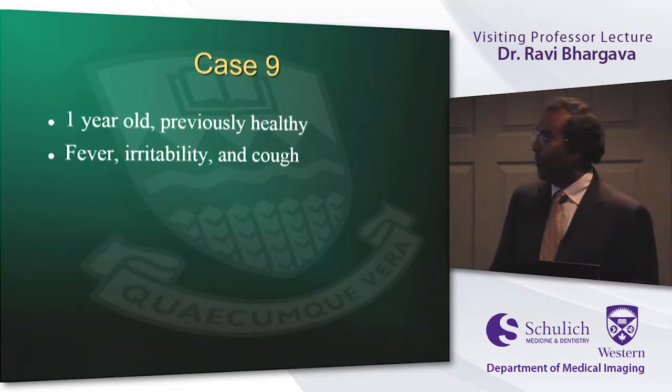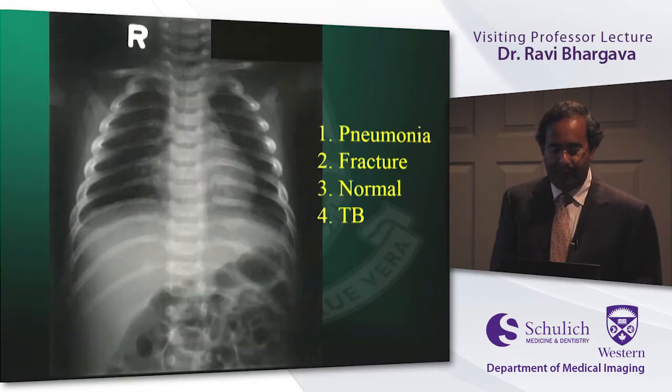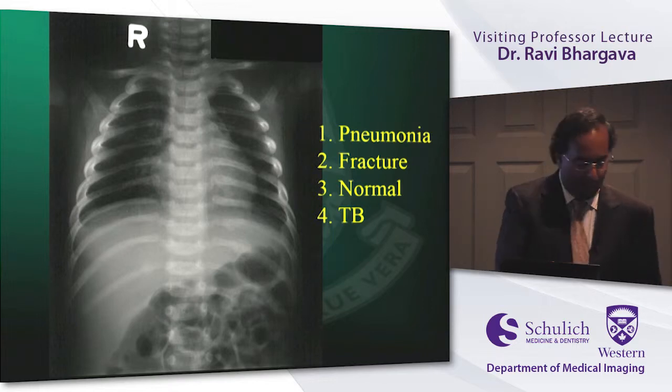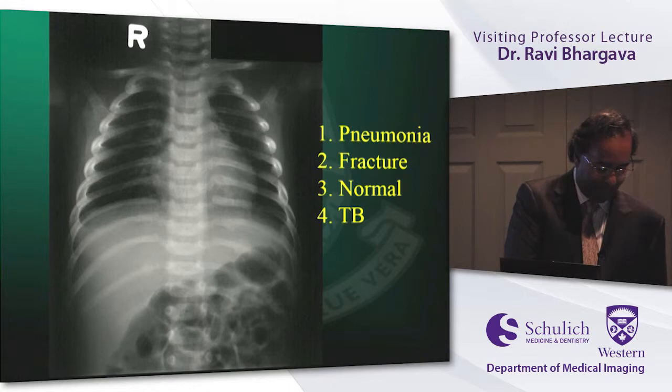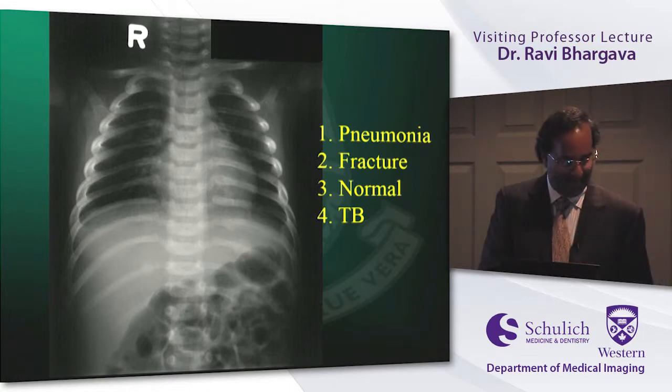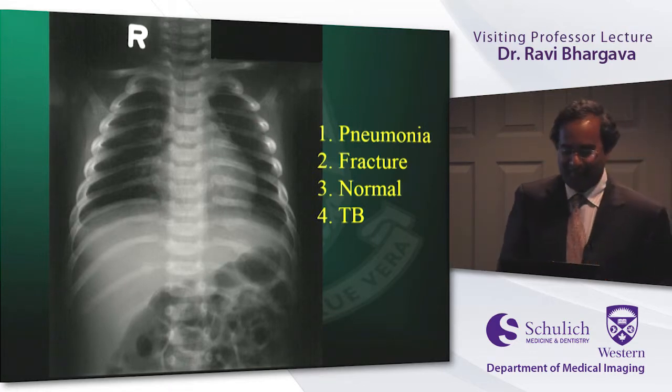This is a 1-year-old, previously healthy, who had fever, irritability, and cough. Here are the radiographs. Does the child have pneumonia, a fracture? Is this normal, or do they have tuberculosis? Okay, let's see how we did. So the most common answer was fractures.